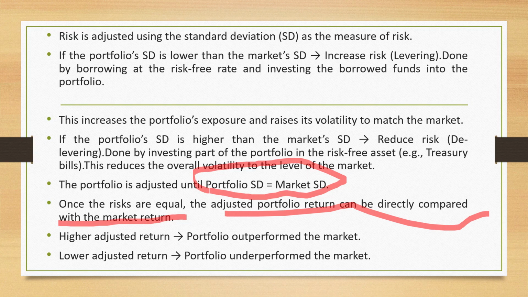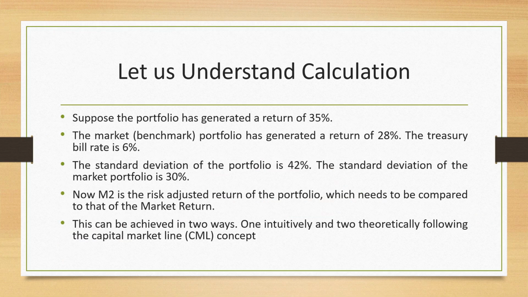Lower the adjusted return, obviously the portfolio is doing worse than the market. So these are the two things that have to be looked at. Let us move further and understand the calculation now, which will be easier once we complete the entire process. It will be easier to understand this M² measure.